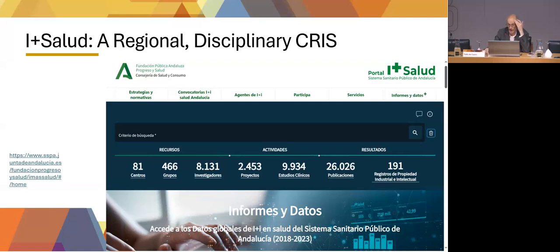And then you can see at the bottom of the screenshot, it says reports and data, access the global data for research and innovation in health within the public health system in Andalusia from 2018 to 2023. This is really gold dust. There's a lot of very valuable information, again, on startups launched by academics, collaborations with industry, who is using the equipment, what degree of openness there is around clinical trials. Everything is in there.